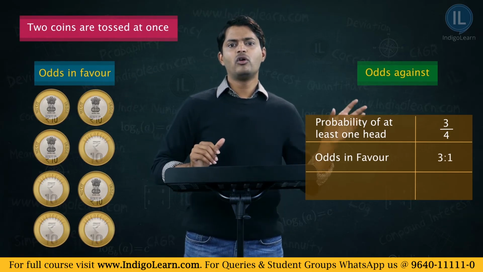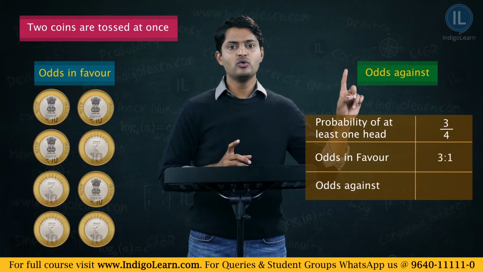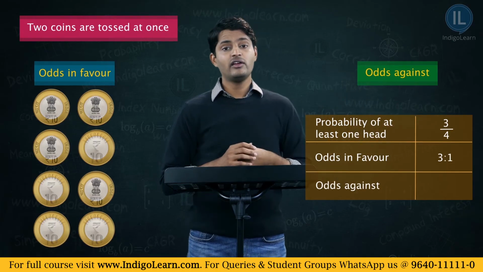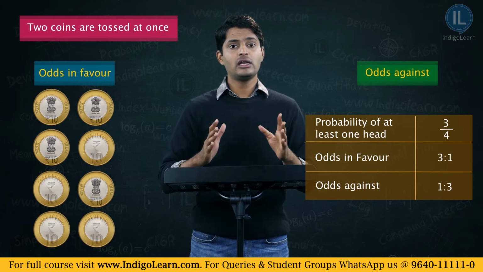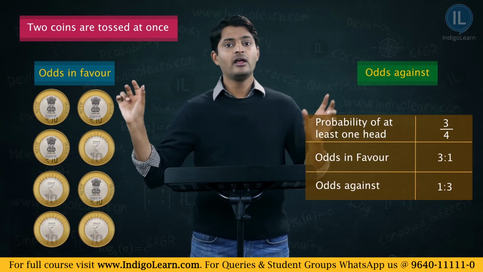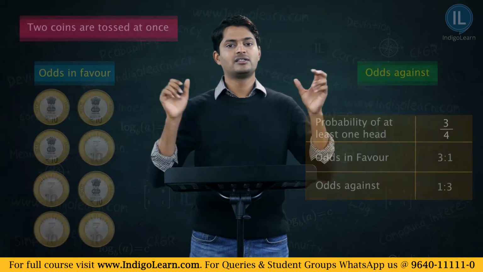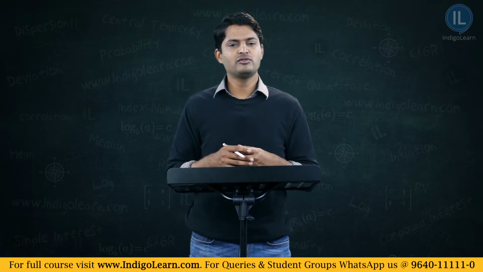Now if I ask you what are the odds against it showing at least 1 head, 1 event is against you but 3 events are in your favor, then the answer will become 1 is to 3. So remember, if you know the total probability, then you can derive what is odds in favor and what is odds against. So now we have discussed all the different terms that are associated with probability.